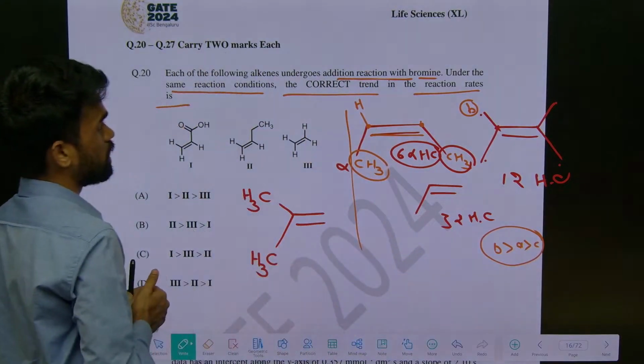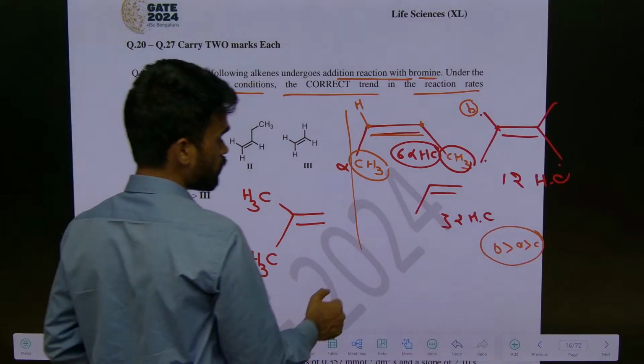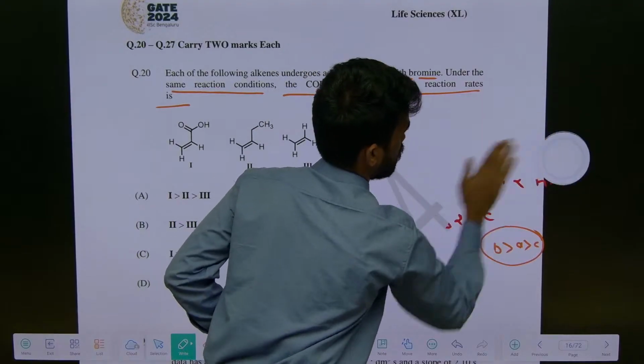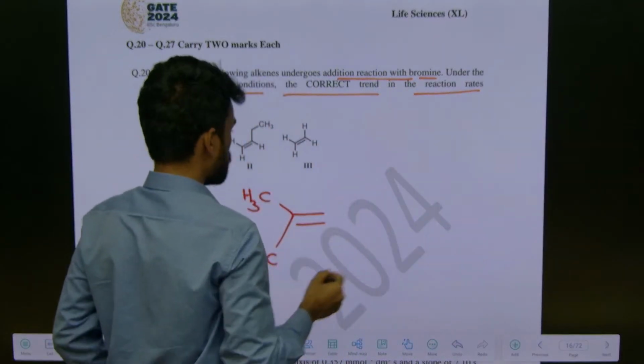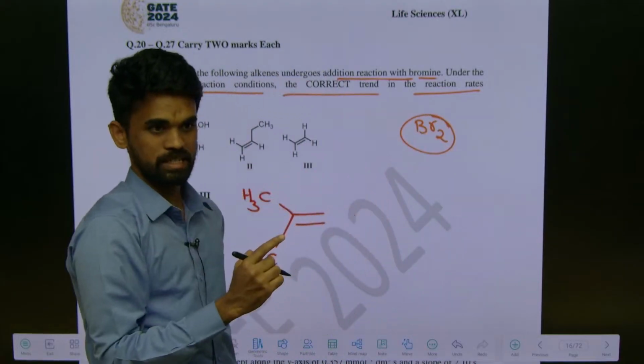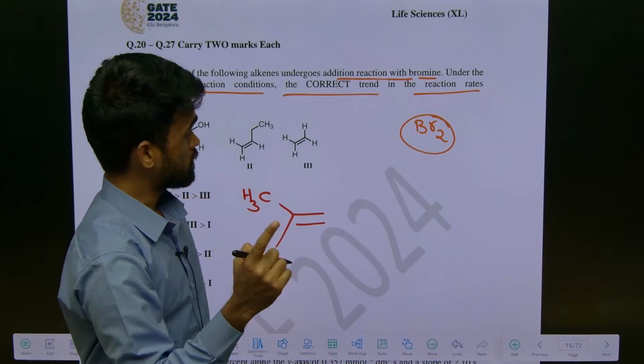Why we are discussing this, I will tell you again. I just want to add a few more points also. Bromine is there now. This bromine is in liquid state. Which state? I will tell you one question.